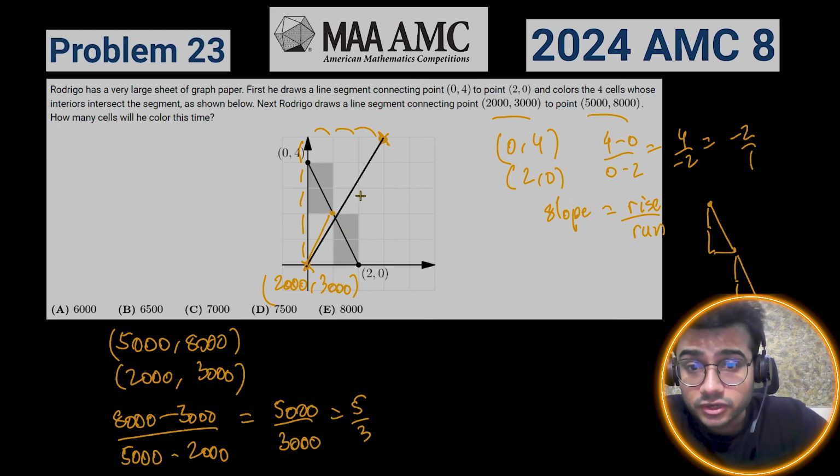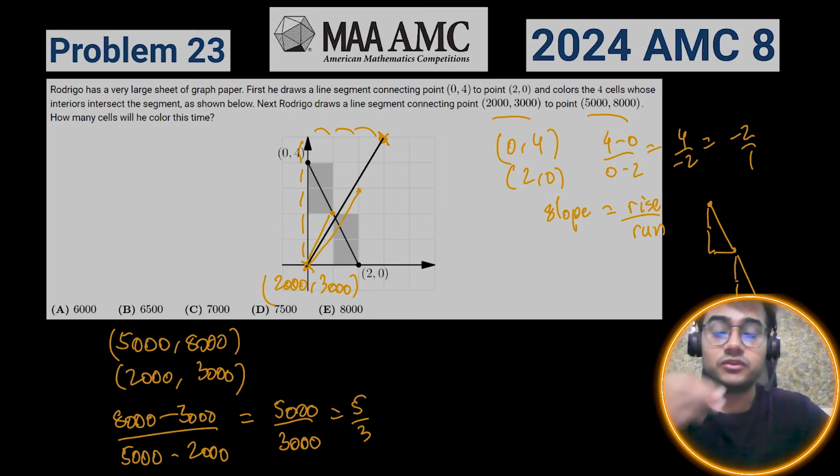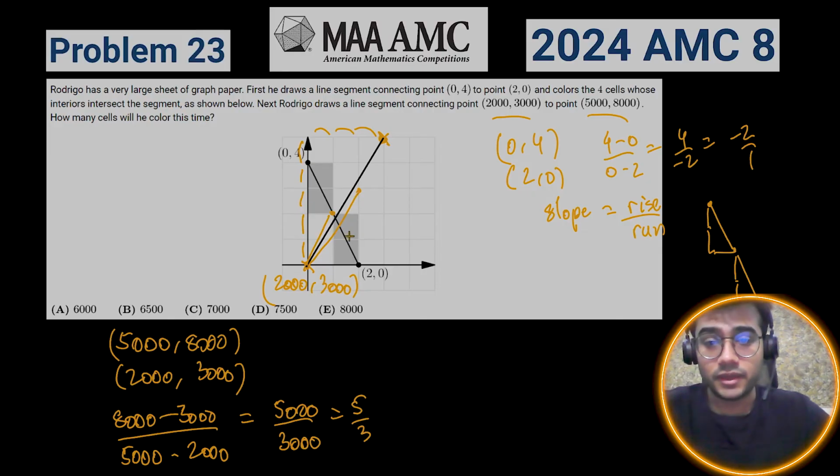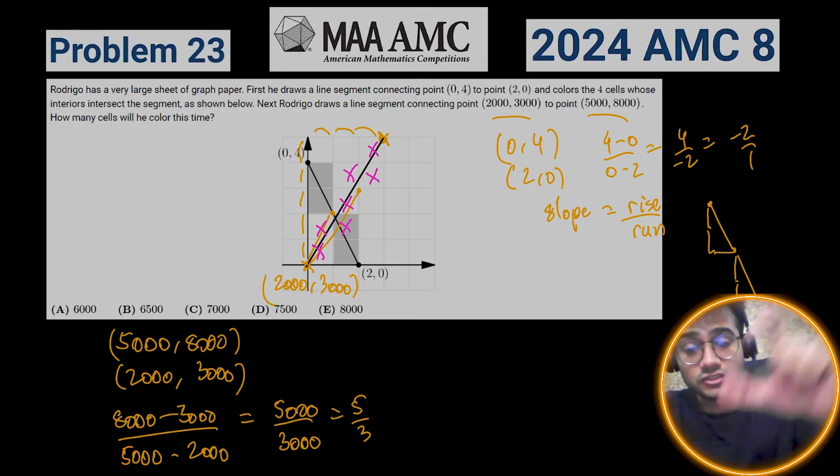But it's going to be above this point because this point is going to have a slope of 3 over 2, that's 1.5. So 5 over 3 is greater than 1.5, so it's going to be above that. So yeah, this is how we know that this is where the line is going to pass through. That means that it's going to cut this box, this box, this box, this box, this box, this box, and this box. So between these two grid points, it's going to cut 7 boxes.